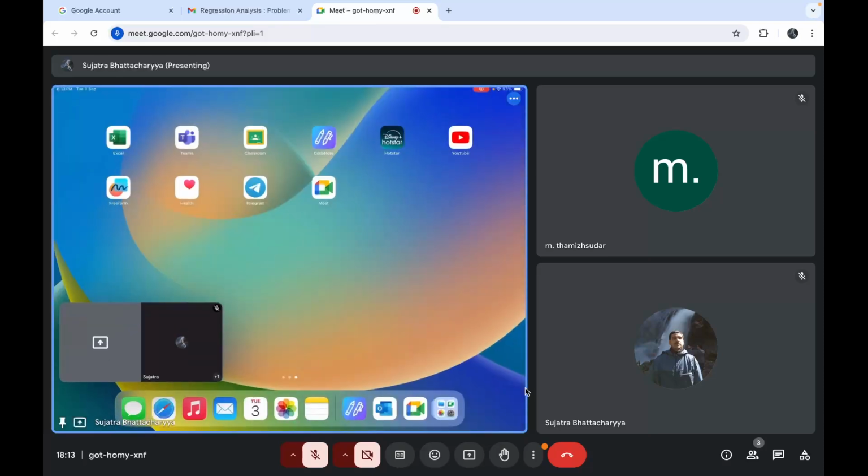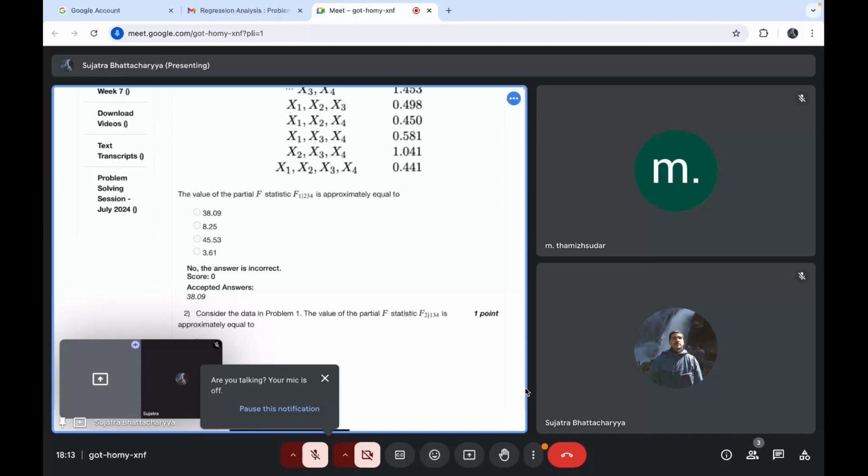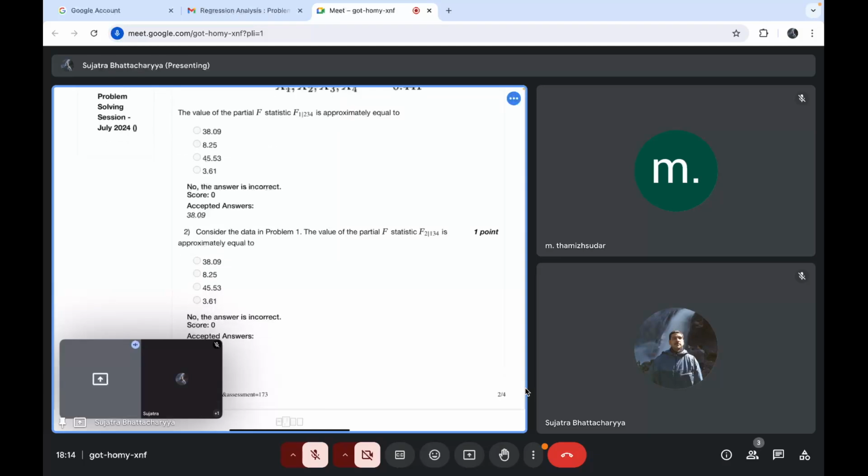So, well, I would say that it is near to that, not exactly. As you can see that here, 38.09 is a unique value which we are getting because all other options are very far away from that. So, 35.37 and 38.09 are mostly approximated in this case. Okay, so this is 38.09.